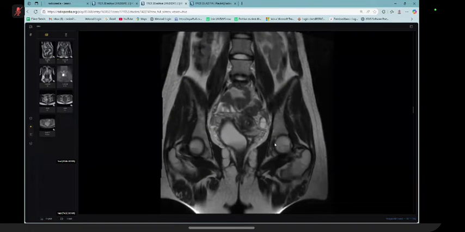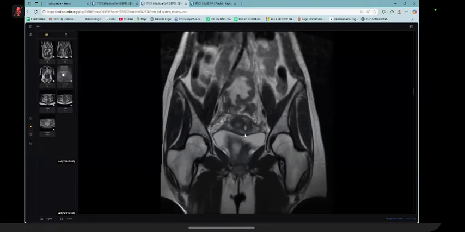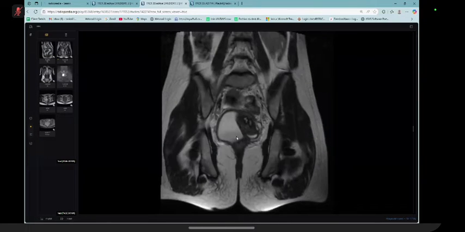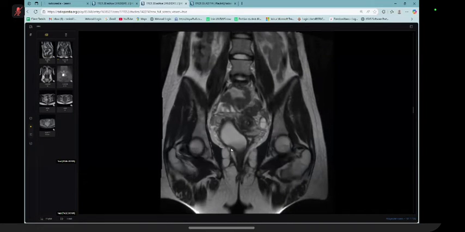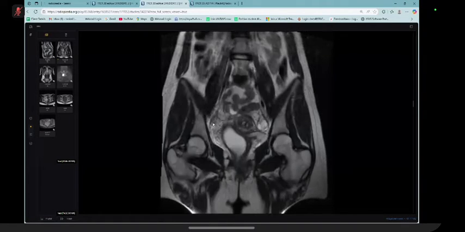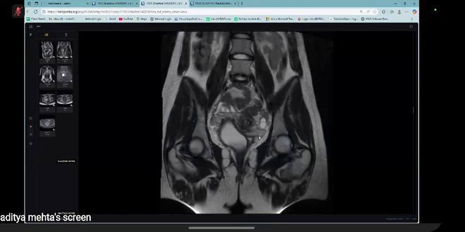There seem to be two uterine cavities, so likely this is a case of hematocolpos in one of the horns of the uterus didelphys. I would also like to see the T1 weighted imaging and the axial imaging.